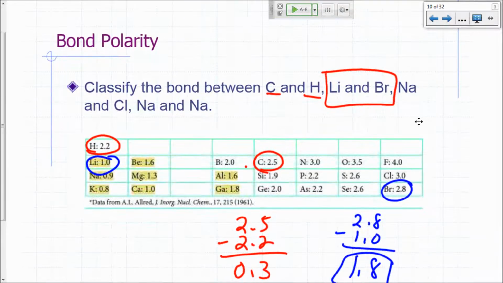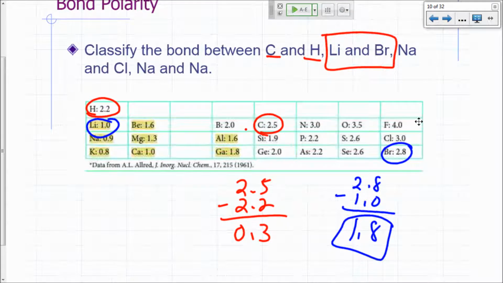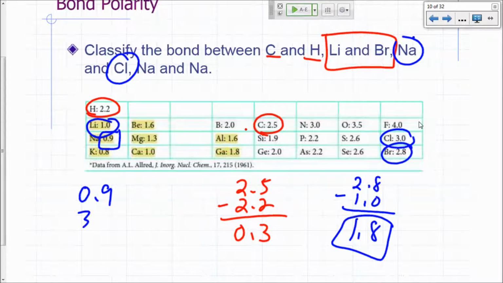What about sodium and chloride? Would that be an ionic bond, or a polar or nonpolar bond? Sodium is 0.9 and chlorine is 3.0. What's that difference? 2.1, that's essentially ionic. Sodium chloride is an ionic compound.